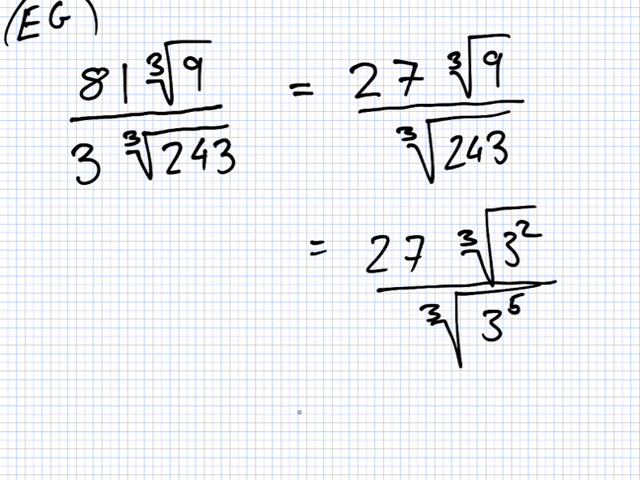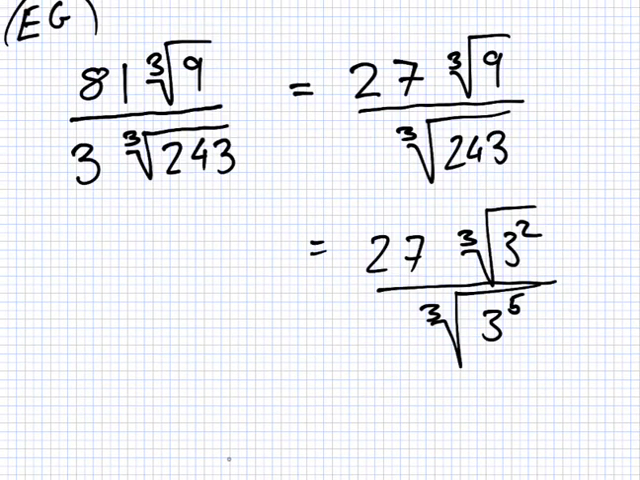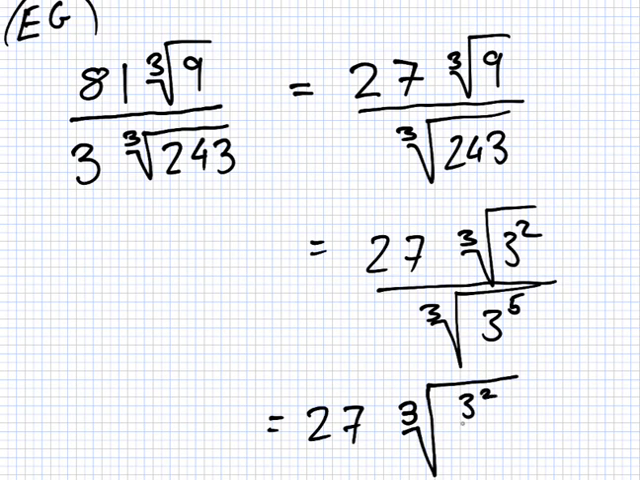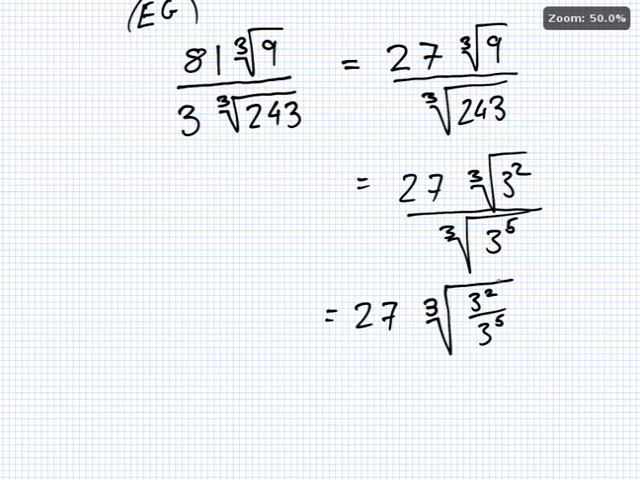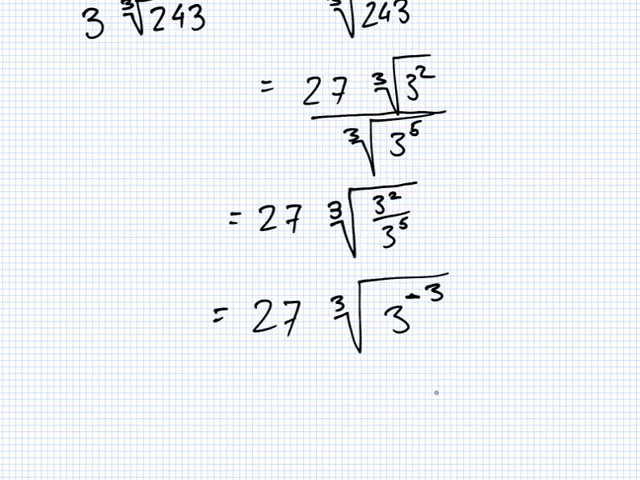Okay, what's next then? You have two choices here. As someone said, we could put this together. 27 cube root 3 squared over 3 power 5, because these are both cube roots. So we can just put it as one cube root. Okay, which rule to use now? Rule 2, the second rule. Yeah. So this is 3 power what? Minus 3. Minus 3, yeah.